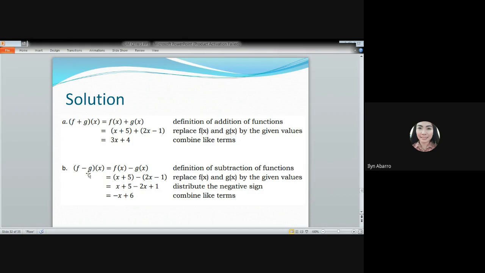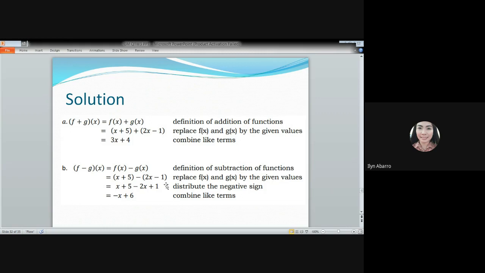Okay, letter B, f minus g of x is equal to f of x minus g of x. Okay, definition of subtraction of function. Okay, that is a rule. Okay, next, we are going to substitute x plus 5 in place of f of x, that is given, minus 2x minus 1, that is also the value of g of x. Substitution. Okay, reason. Replace f of x and g of x by the given values.